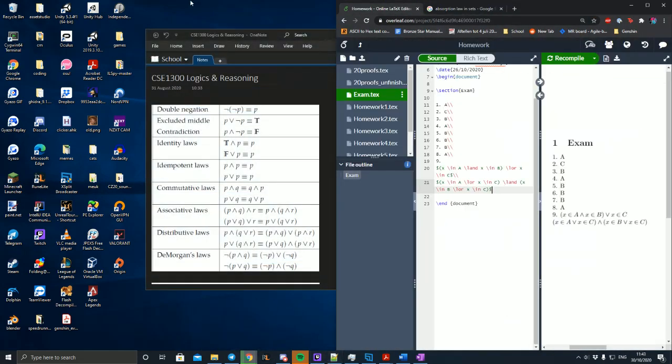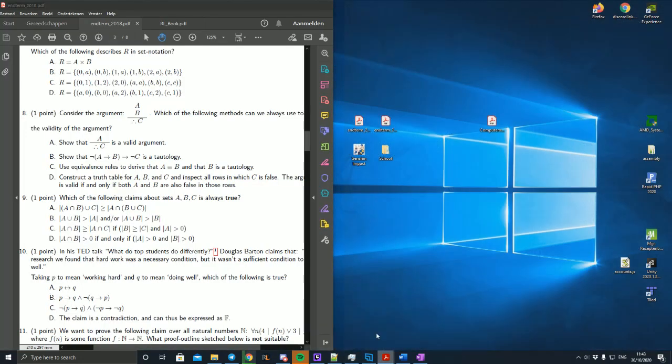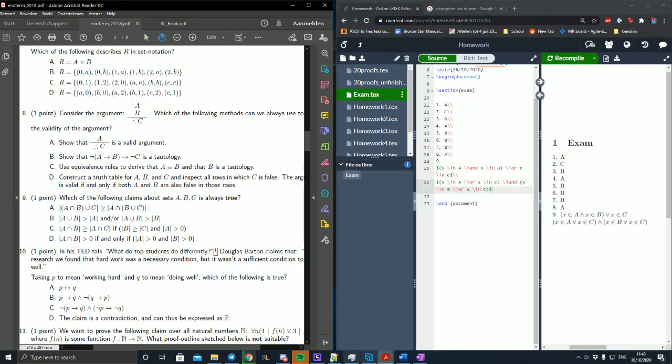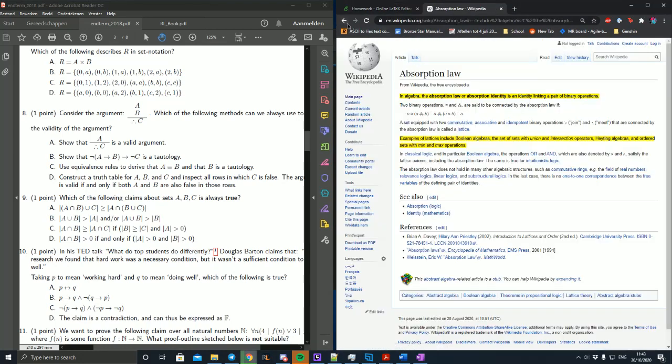Okay, so I need this. I need a PDF viewer of this one. I accidentally closed everything, so I have to open stuff again. Give me a sec. Okay. So absorption law and sets. Yeah, I was just there.